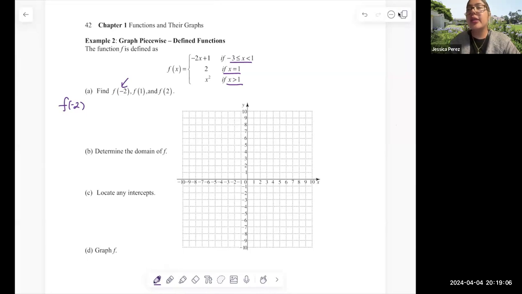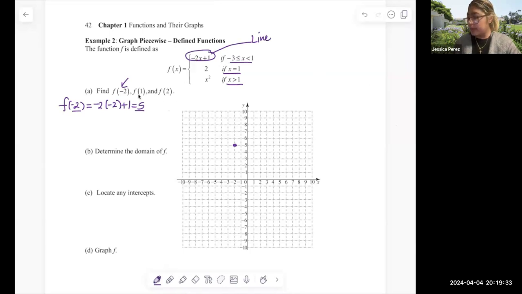Where am I first in? Yeah, thank you, Leo. The first, right here. So it's going to be negative 2 times negative 2 plus 1. That's going to give me 5. So the first point I have is negative 2, positive 5, right here. I know that this graph is a line. I know that because this is negative 2 times x, and it's going to go downward. It has a downward slope.